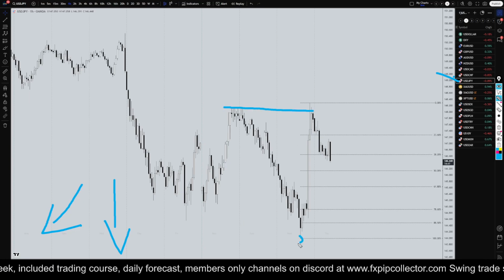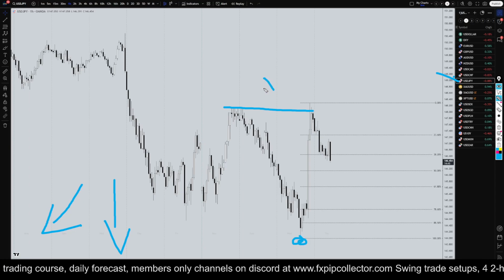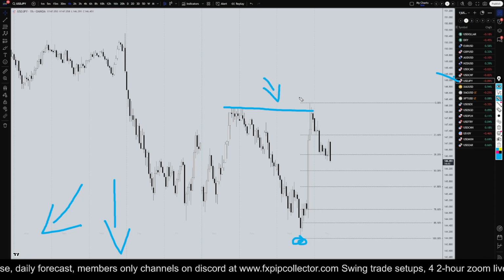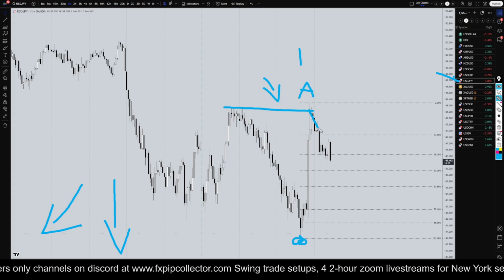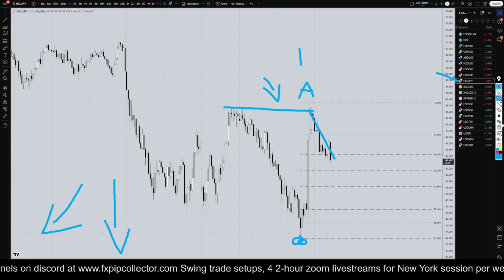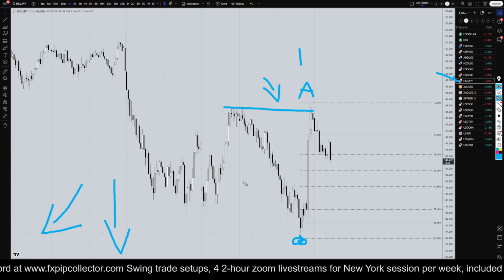So the fact that this is a lower low and then we went up and broke structure makes me think that this is almost definitely either a wave A or a wave 1. That means that this current move down is probably an ABC of 2 or an ABC of B.